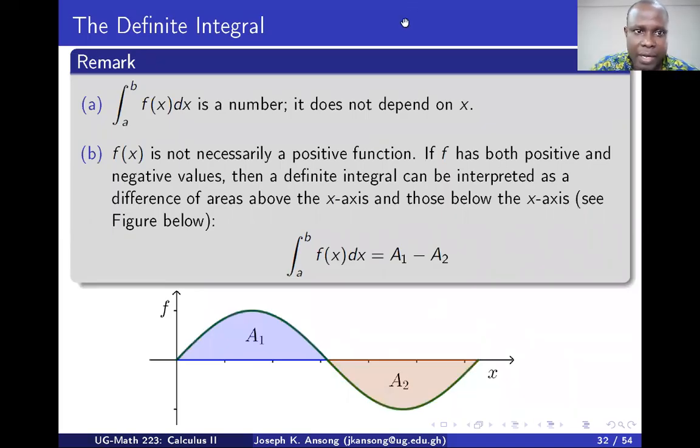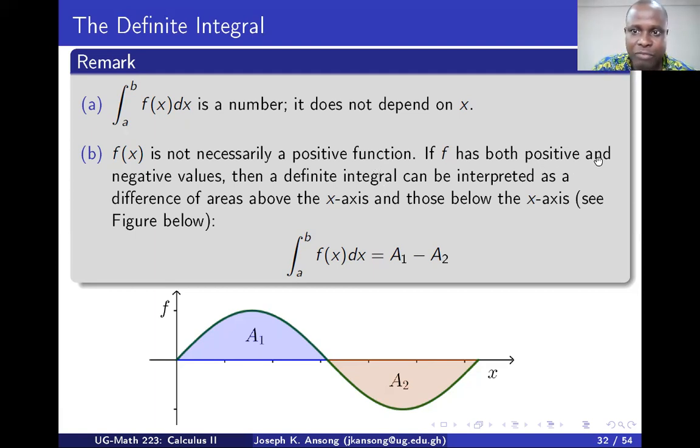Okay, here are a couple of remarks on the definite integral. Since a and b, the lower and the upper limits, are numbers, this integral is of course a number, it's not a variable. Secondly, this function f under the integral sign is not necessarily a positive function. If it's a positive function, you can always interpret it as the area under a graph, but it's not always positive, right? It could be negative as well. In that case, if there is positive and negative, you can interpret it as the difference between areas, between the positive and the negative part of it.